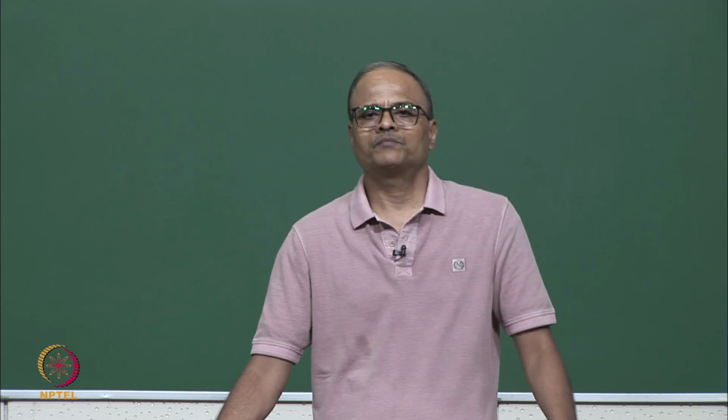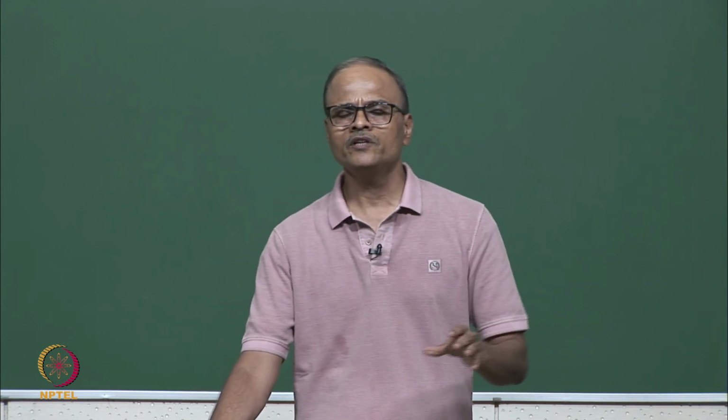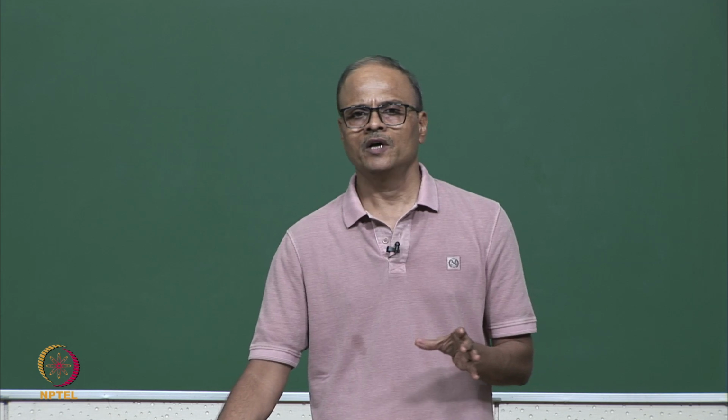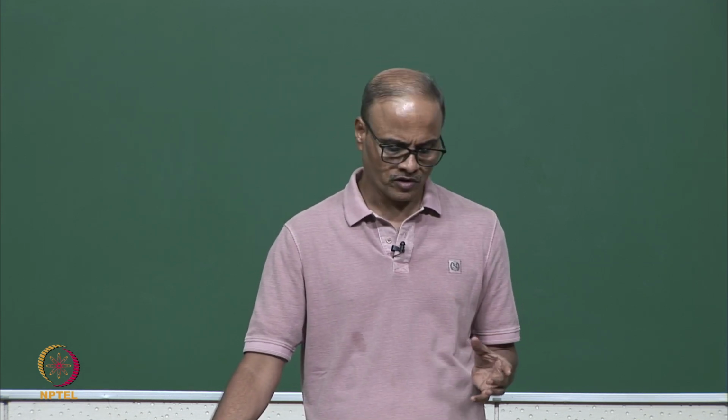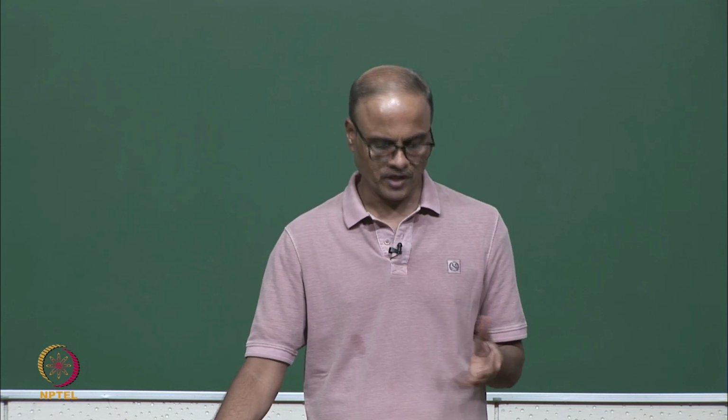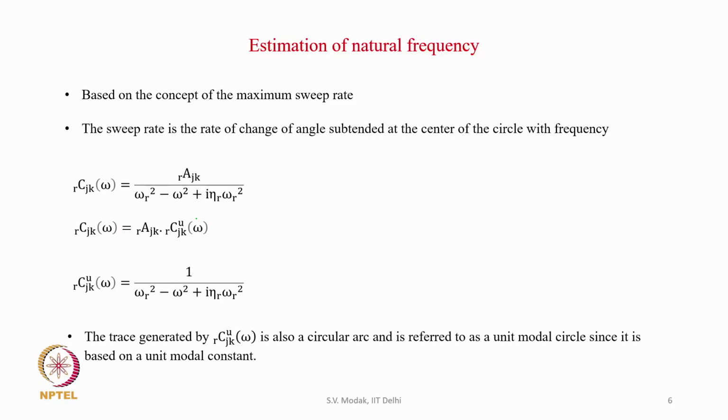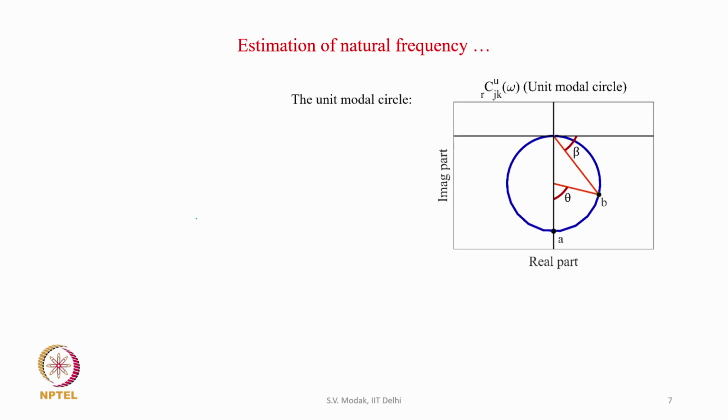Because circular nature is still preserved in these operations, the analysis of sweep rate can also be carried out based on the unit modal circle represented by RCUJK. So, the trace generated by RCUJK is also a circular arc and is referred to as the unit modal circle, since it is based on a unit modal constant. This shows the plot of RCUJK, that is, the unit modal circle.